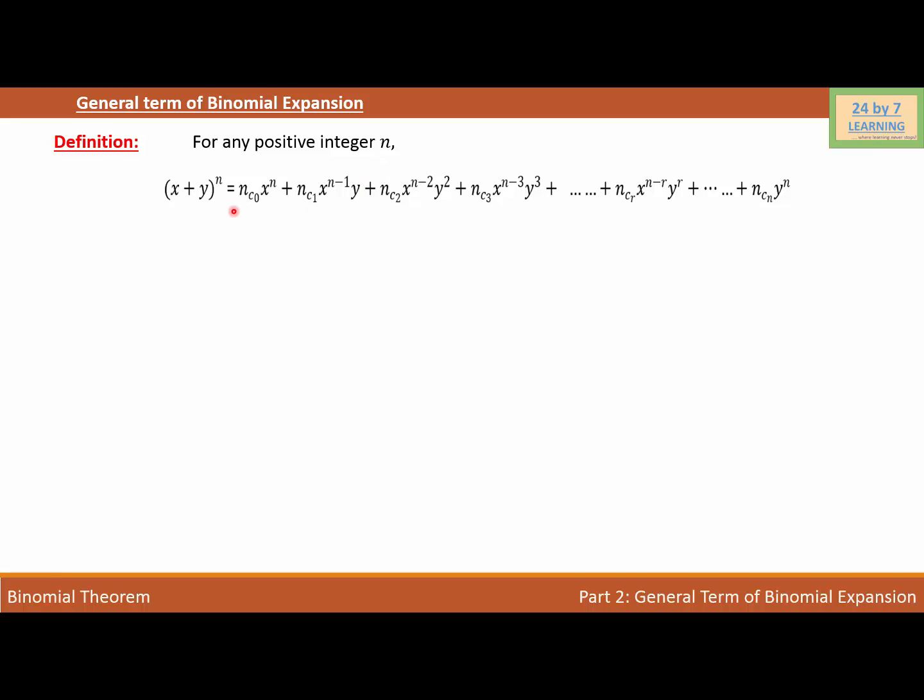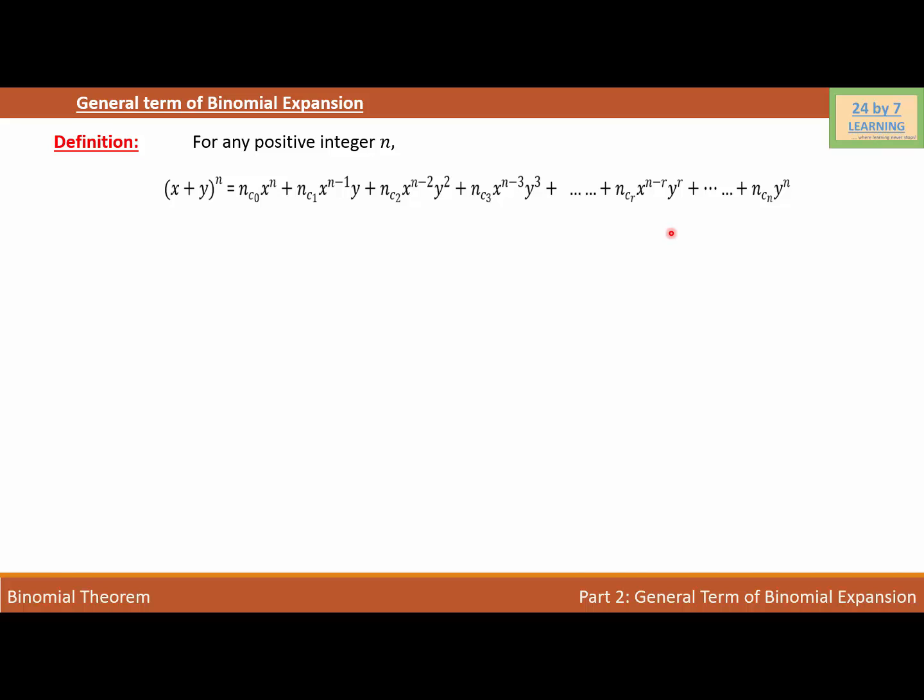So let's begin. General term of binomial: for any positive integer n, the binomial theorem is given as (x + y)^n equals nC0 x^n plus nC1 x^(n-1) y plus nC2 x^(n-2) y^2 plus nC3 x^(n-3) y^3 plus ... plus nCr x^(n-r) y^r plus ... Our last term is nCn y^n.